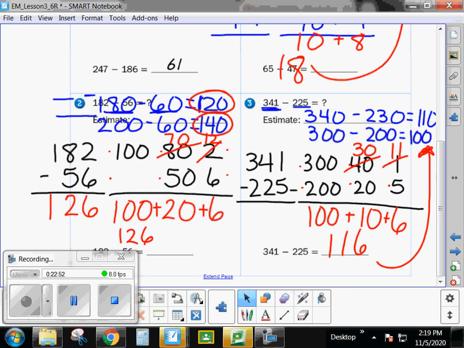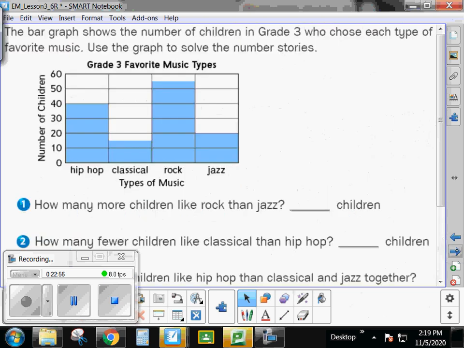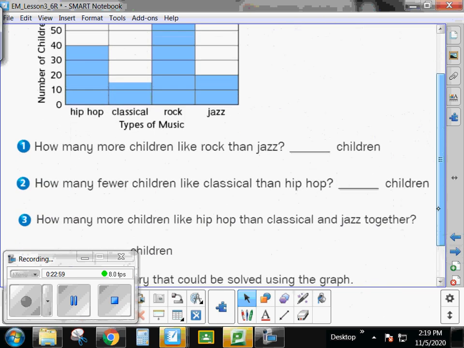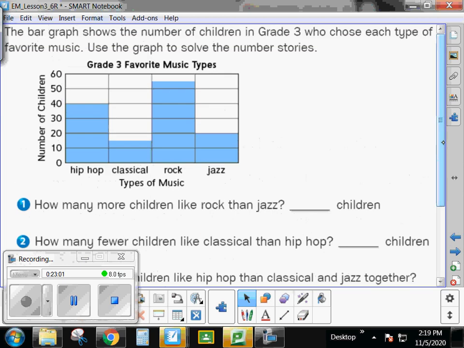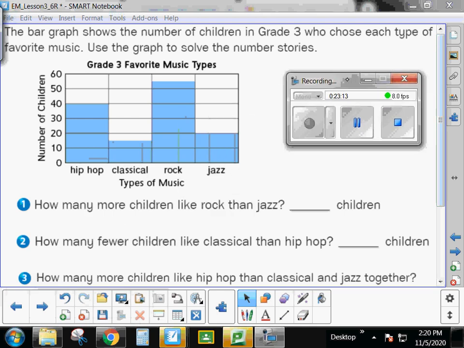All right, this lesson actually has an extra practice page that goes along with it. So not only the expand and trade, but we're also going to do a little bit of a review lesson with bar graphs, which is going to come in handy because the next couple of lessons we're going to be working on some pictographs. So it's good to kind of review these bar graphs.